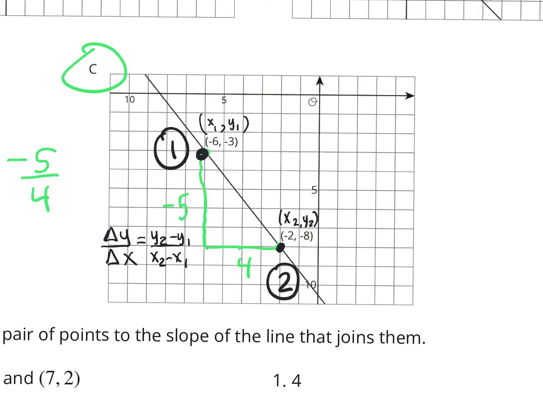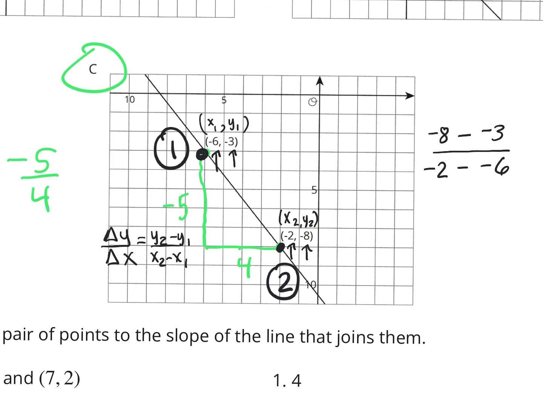Like I said, the order doesn't matter, so you can decide what order you want to go in, but you do need your y's on the top and your x's on the bottom. So if I'm going to do y2 minus y1, my y2 point is negative 8, minus my y1 point, which is negative 3. Watch how that gives me 2 negatives on the top. We'll be cautious as we go through this. Then if I do x2, that would be negative 2, and x1 is negative 6, so minus negative 6.